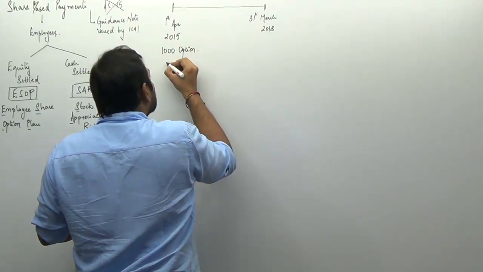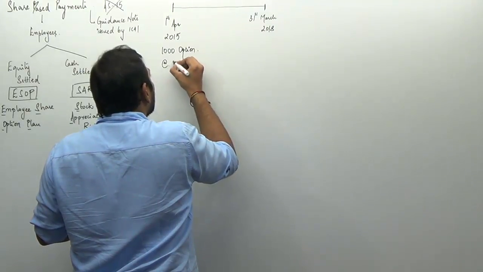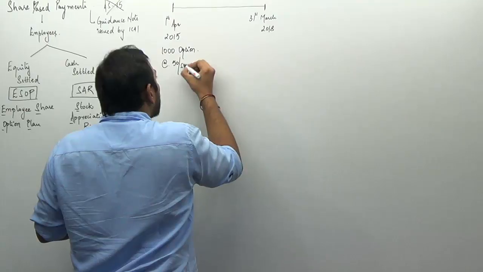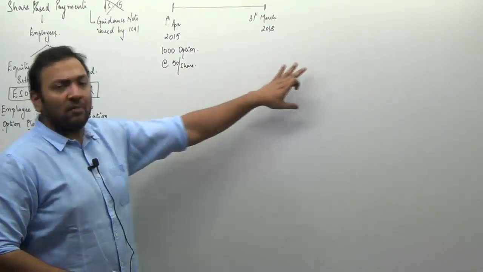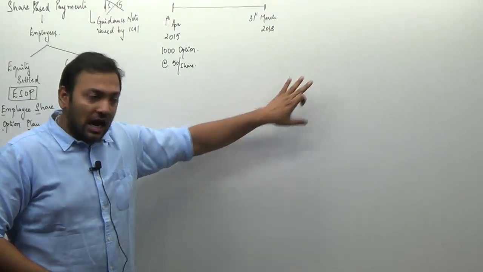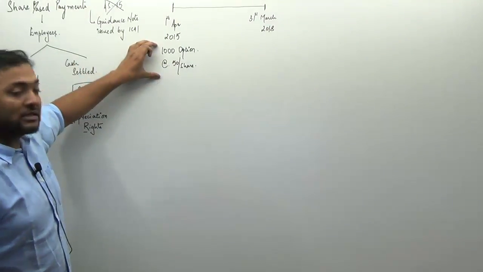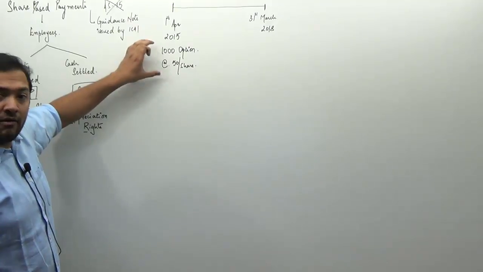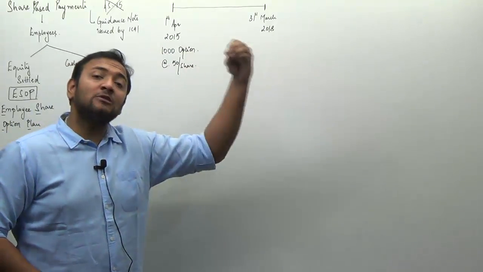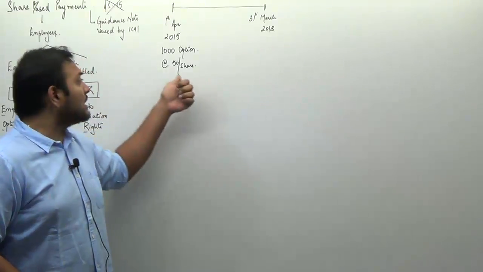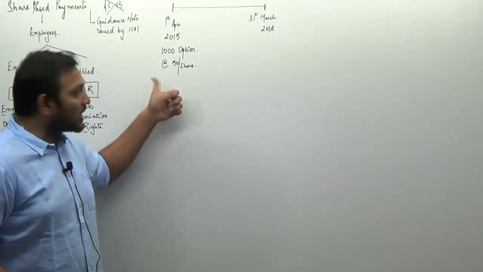Each one can be exercised at 50 rupees per share. Whatever might be the market price on 31st March, I am saying that your plan is 1000 options exercisable at 50 rupees per option. That means even if on 31st March the share price is 1000, he is still liable to pay only 50 rupees per share.